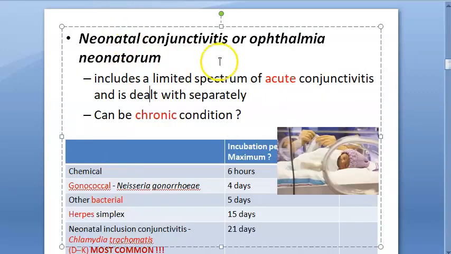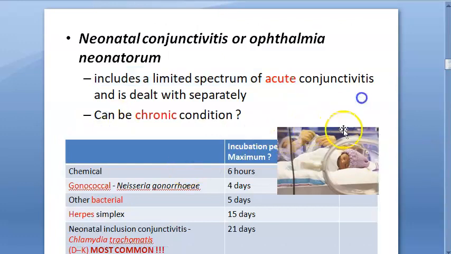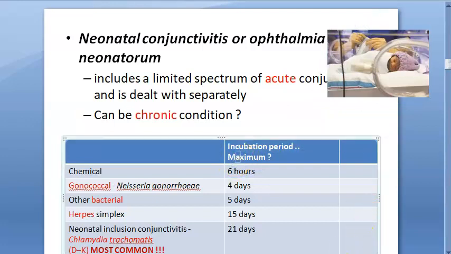Just look at this. This is called neonatal conjunctivitis or ophthalmia neonatorum. It includes a spectrum of acute conjunctivitis. It can be chronic too, it looks like. Look at this table here, what do you understand from this table?